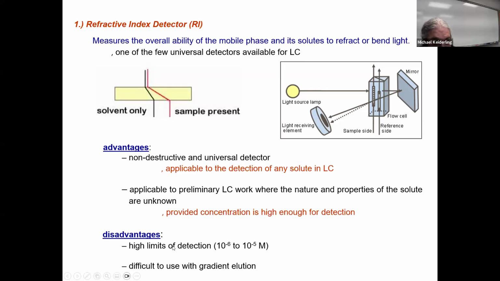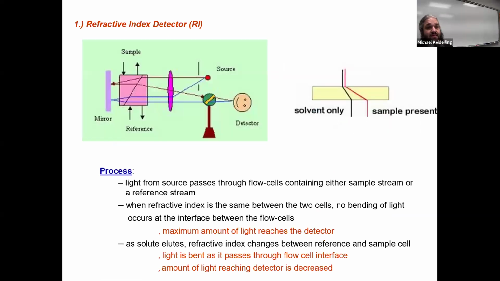The disadvantages, it has a relatively high limit of detection. You need to have 10^-6 to 10^-5 molar. And it's very hard to use with a gradient solution. It's possible because you can use a reference side and a sample side and run them simultaneously, but it's hard.